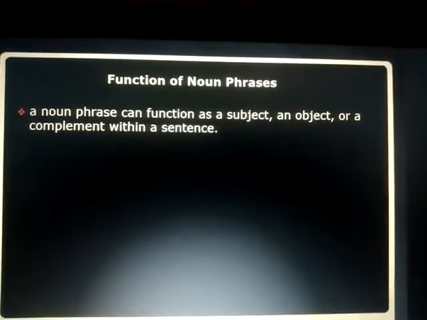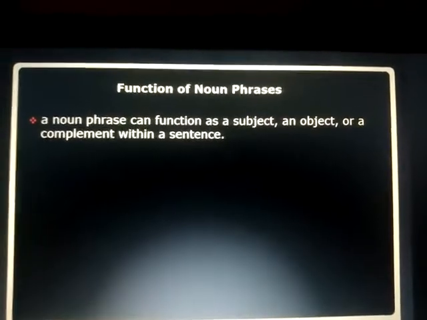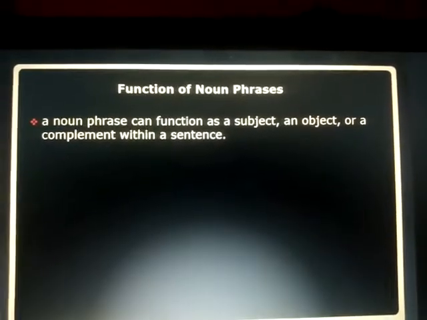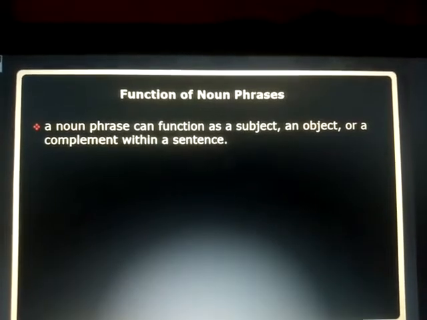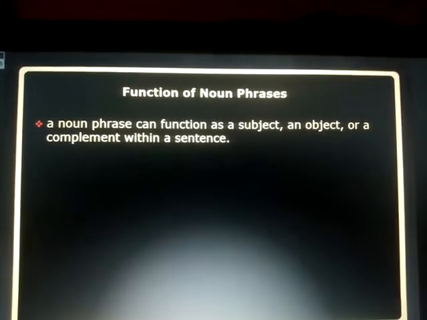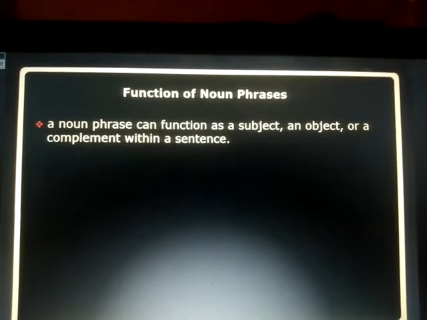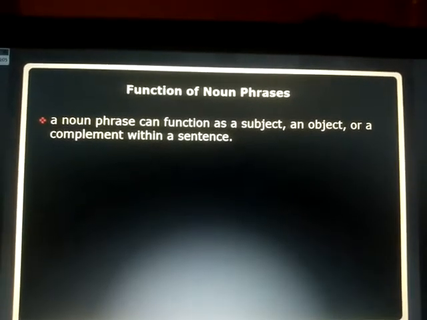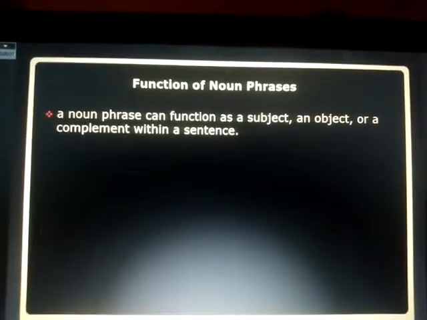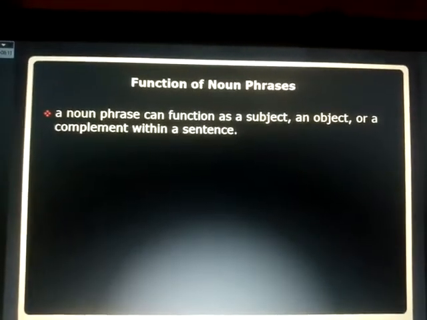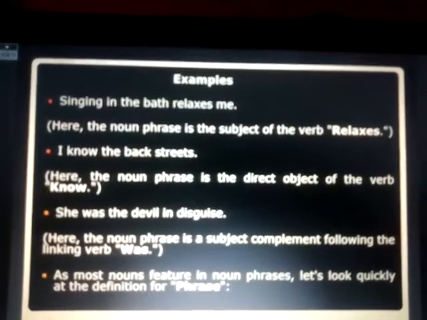Function of noun phrase. So let's look at the function. What does it function as in a sentence? A noun phrase can function as a subject. It can also function as an object or a complement within a sentence. Examples.